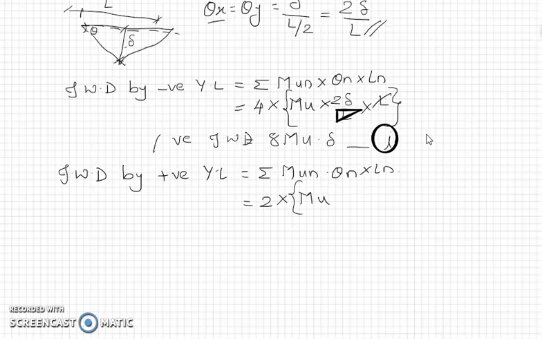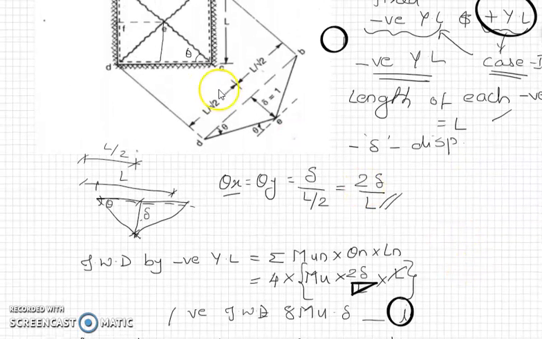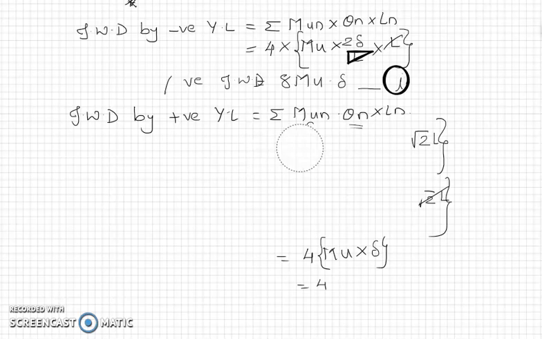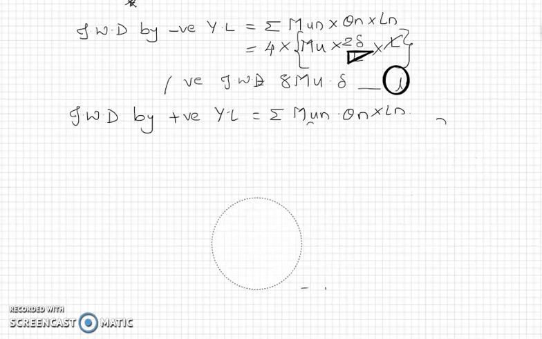What will be theta n? Theta n, again it is the same as case 1 that we had considered from this particular diagram. This theta n will be opposite upon adjacent. Opposite is delta, adjacent is root 2L by 2. Root 2L is the length of the total diagonal. Half of it, that is this part, will be root 2L divided by 2. So if you just consider case 1, your theta n, first we have to write it as 2 theta n, because the total rotation in this case is 2 times theta n.